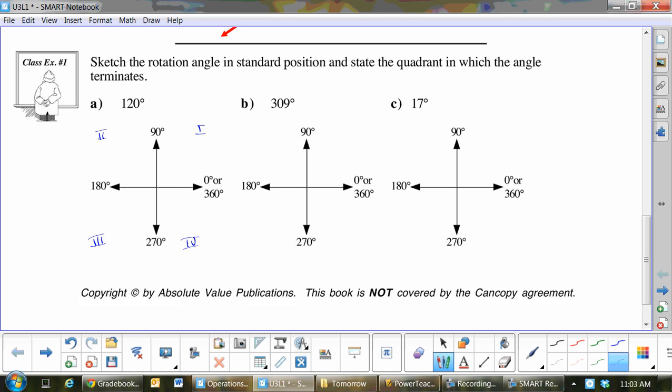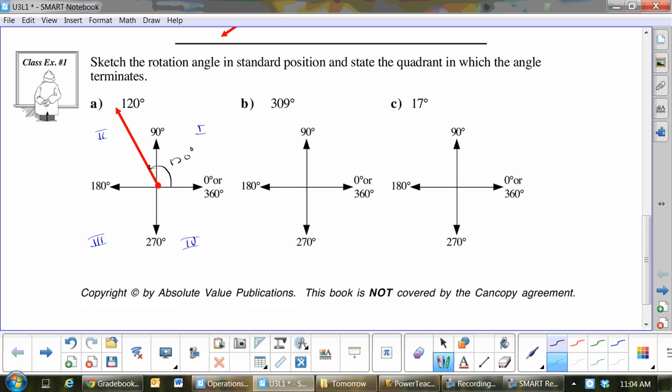So 120, where would that be? Where would 120 be if I was, so I'm starting here, okay? 120, which quadrant? Second? Where would it be? Oh, don't do that. I don't want to move you. There you go. I would like to be, there's 90, there's 100, 110, 120. Yeah, somewhere around there. Again, you don't have to get your laser protractor out to do these. You just want to kind of sort of guess. Okay? So this is 120 degrees. 309, which quadrant?